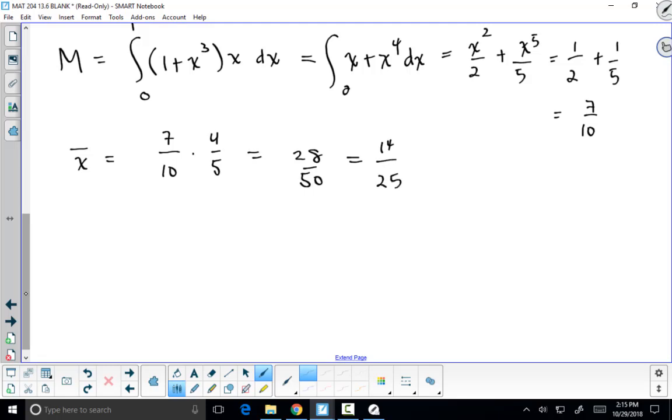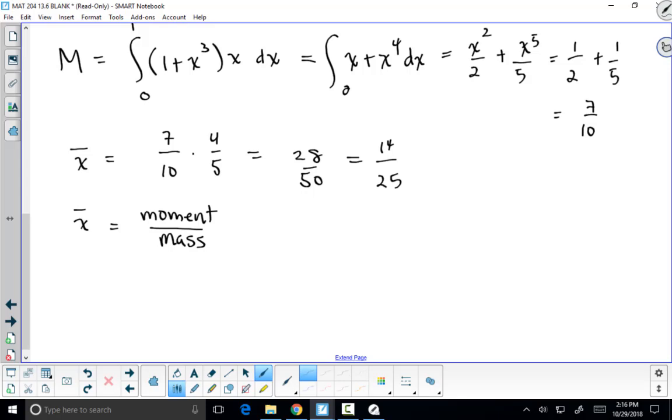So that'll be our balance point. Where did you get that? x bar is equal to mass divided by moment. It's backwards. Moment divided by mass. We're averaging the moment with the mass. So we just take our moment and divide by mass. That's how we average our moment to get our balance point.